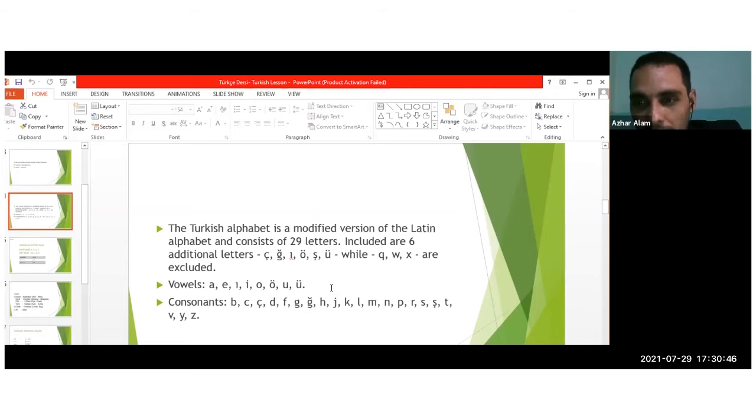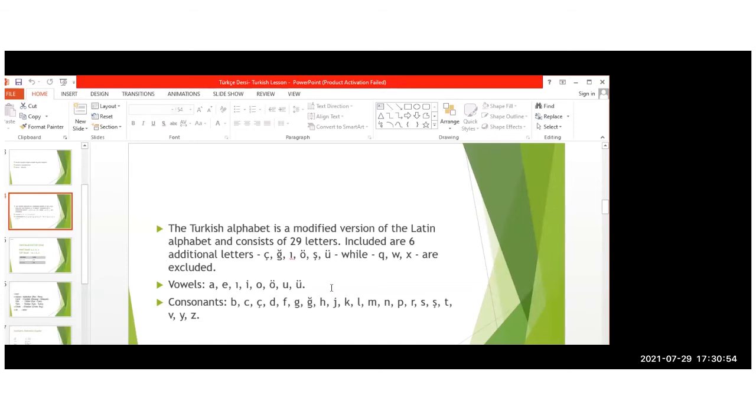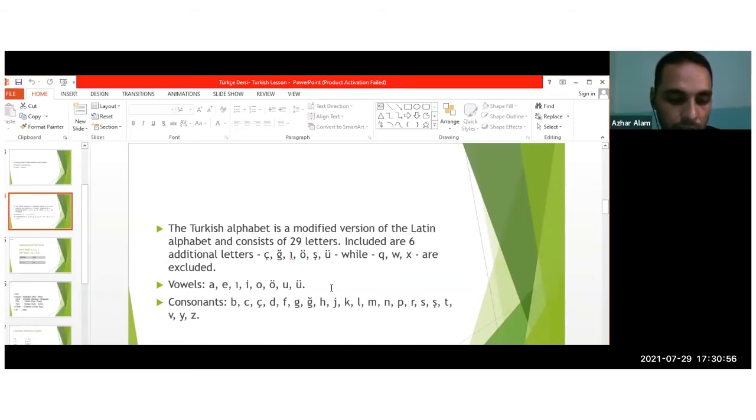So we have eight vowels in Turkish, and the vowels are classified as hard vowels and soft vowels. When we say hard vowel, we pronounce them as usual. When we say soft vowel, we pronounce them a little softer.